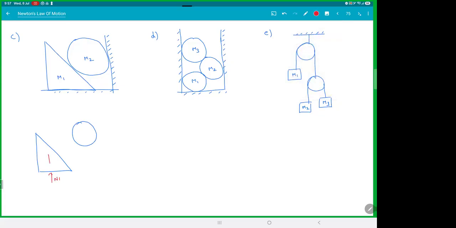Normal from the ground. Your own weight m1g, N2, N2, N3, m2g. You can put anything, huh? N1, N2, N3. Yeah, the numbers, the alphabets are fine.